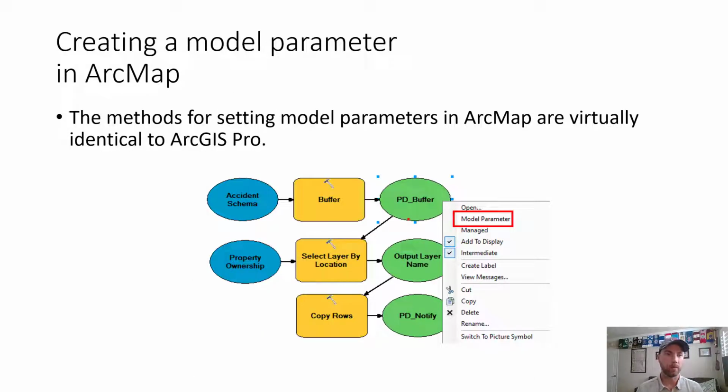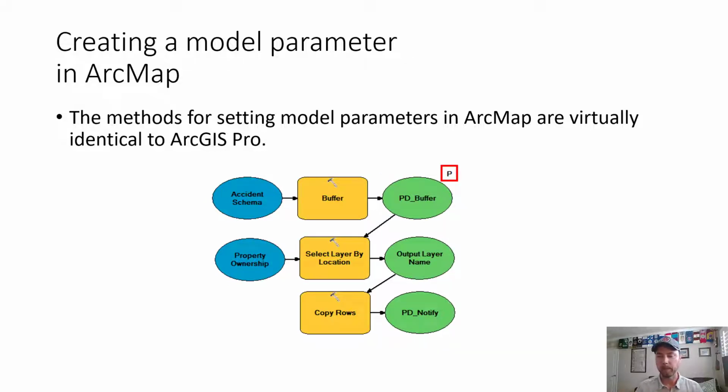If you're using ArcMap, obviously in our class at Cypress College, that's outside of the scope for this class, but if you're seeing this video and you're using ArcMap, know that it's essentially the exact same process. The methods for setting a model parameter in ArcMap are virtually the same. You right click on that specific input or geoprocessing tool or output oval, and then you just mark it as model parameter. And then again, you'll see that little P, and that tells you that it's now an exposed parameter.